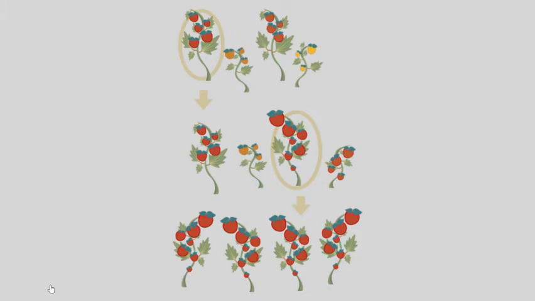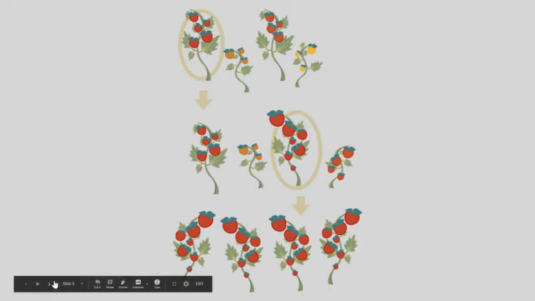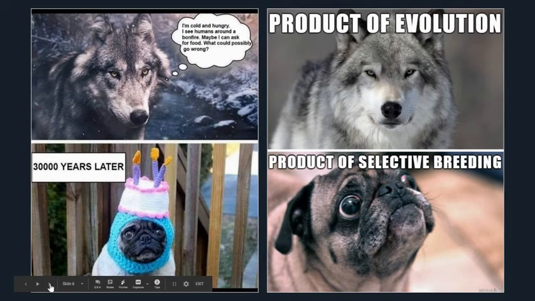Here's just a diagram to check out. Again, think back to when we were talking about Mendel and his peas, how we get rid of certain traits that we don't like. Product of evolution over time. Product of selective breeding. I wanted it to look cute, so I made it look cute by breeding the traits that I wanted to see.